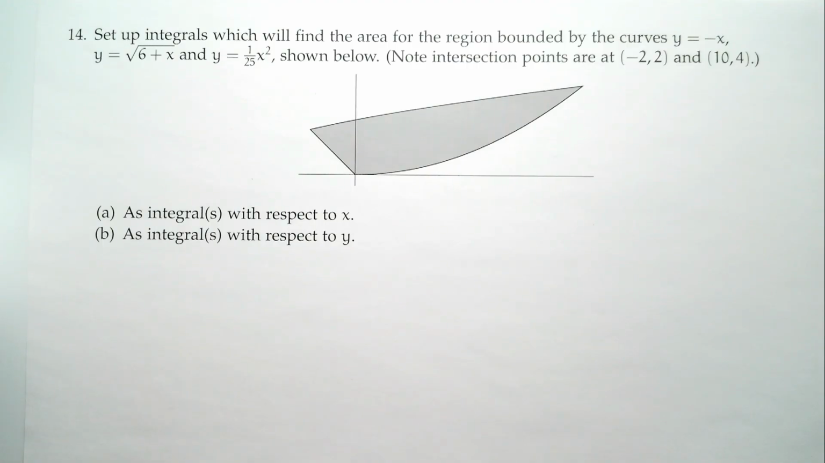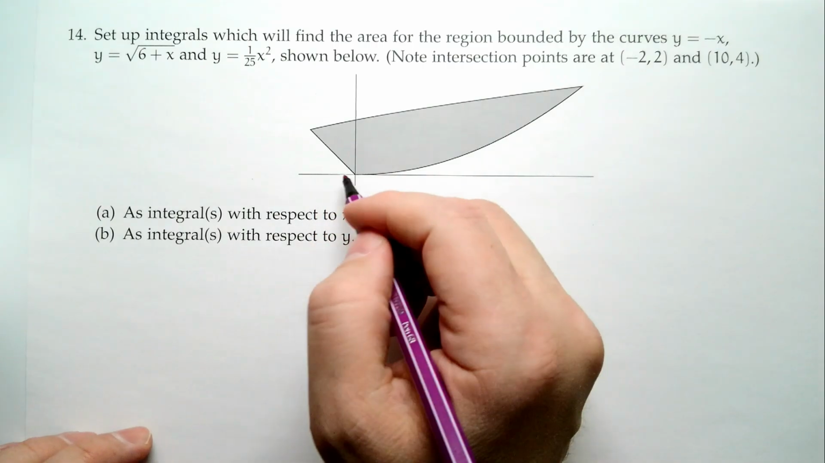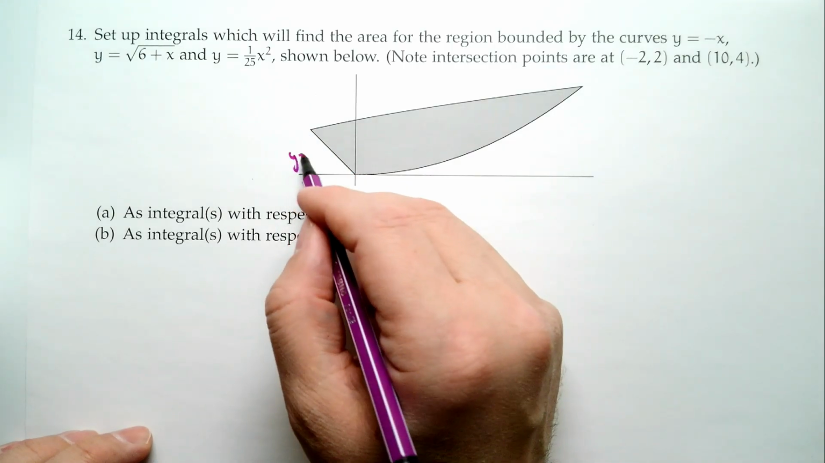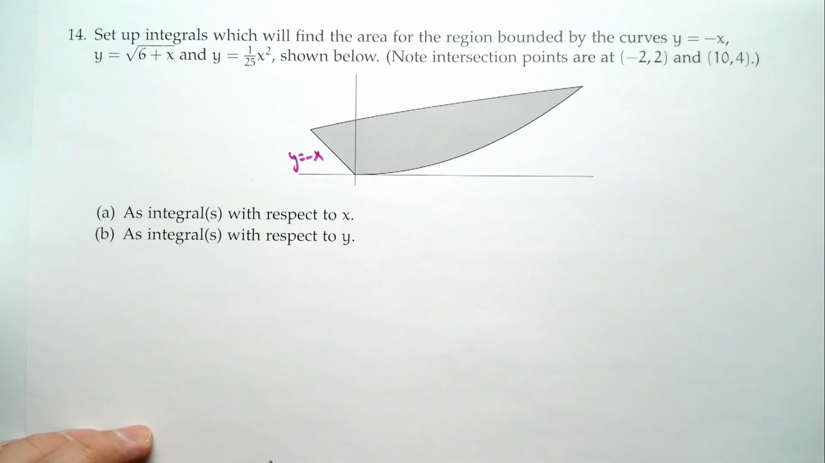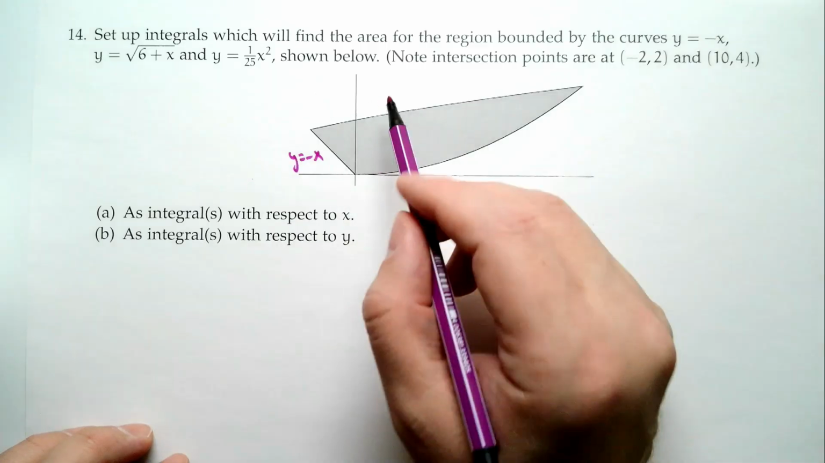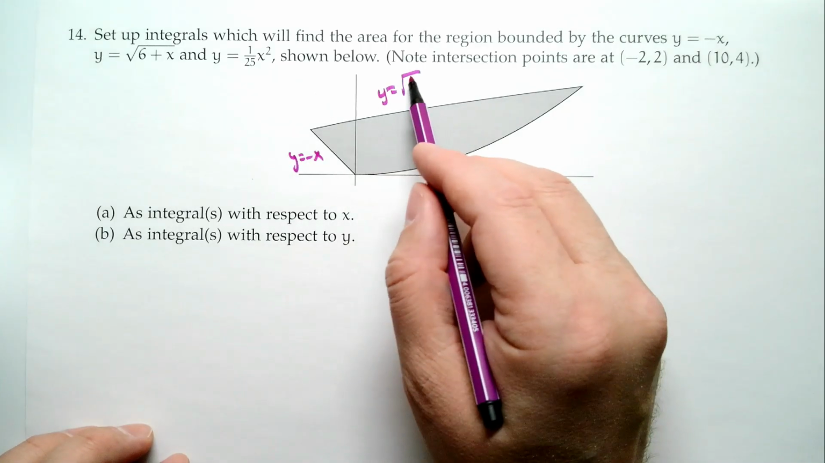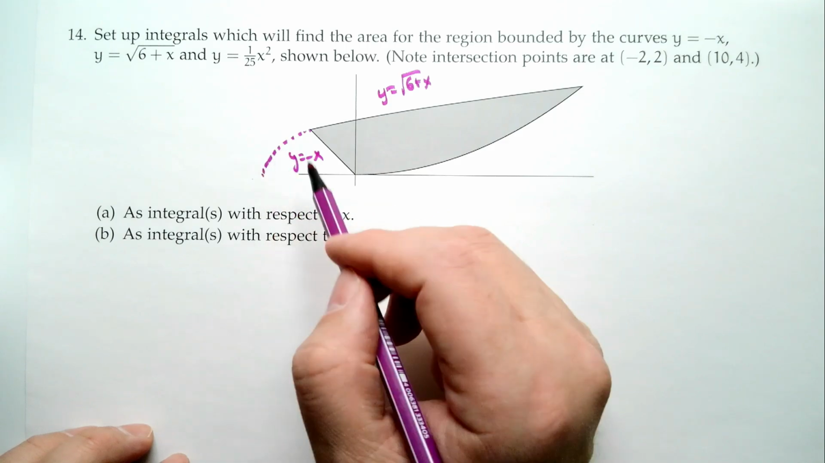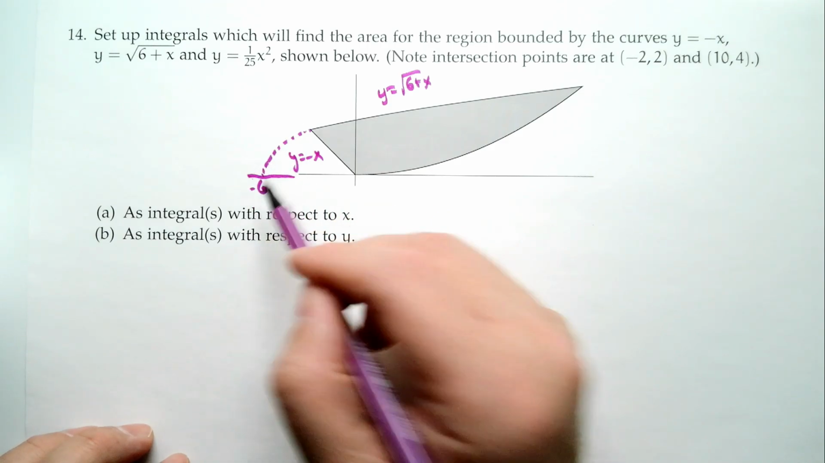Okay, set up integrals which will find the area for the region bounded by the curves y equals negative x. So here we'll go ahead and mark where these curves are. Y equals negative x is this curve. It's coming out. Y equals the square root of 6 plus x is actually this curve on the top. And if you were to keep drawing this curve, it would start coming down and come down here at negative 6.